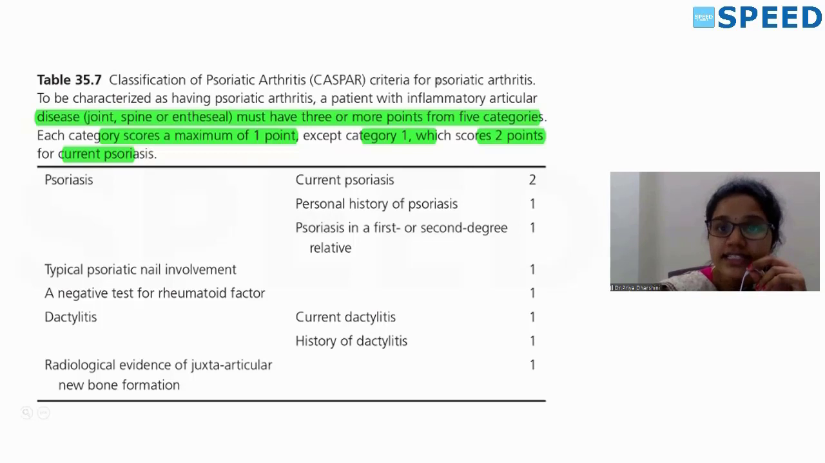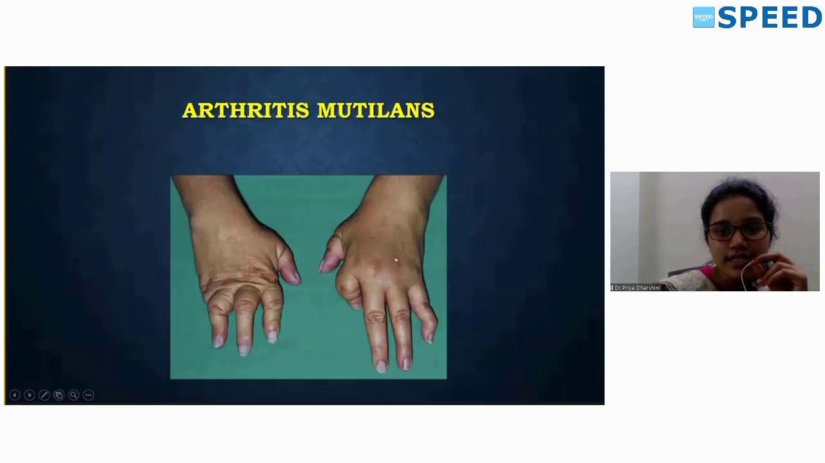The name of the criteria is CASPAR criteria, and you should also know its sensitivity and specificity. Sensitivity is around 93% and specificity is around 99%. This is a picture showing mutilating destruction of joints due to psoriatic arthritis. There is degeneration and swelling. This typical appearance of the digits is called sausage digits. So this is arthritis mutilans.